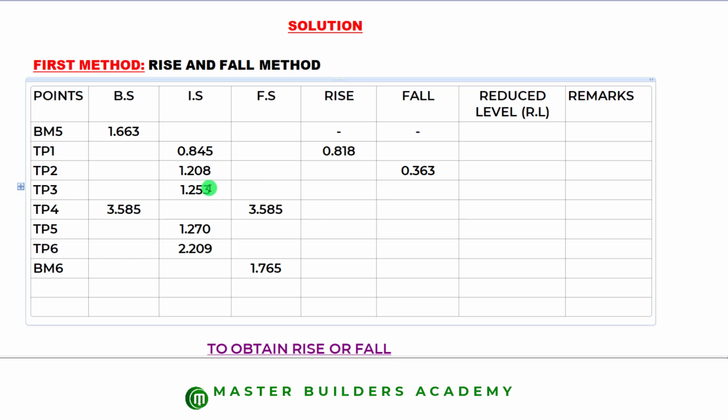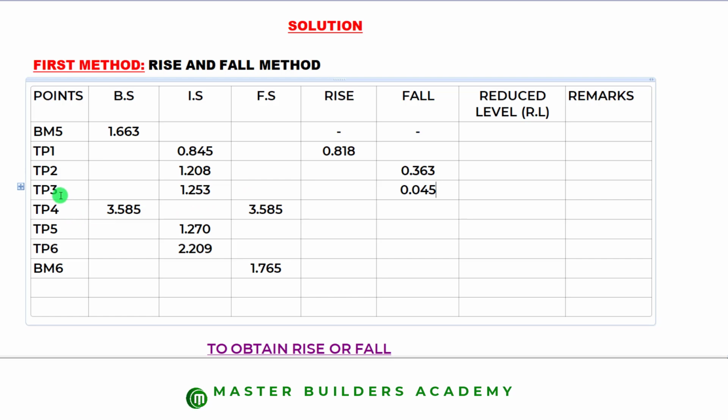Now, at TP3, the level from which we move to TP3 is TP2. So it shows that 1.208 is now our previous value, while the current value is 1.253. So the difference between this now will be what? 1.208 minus 1.253. Previous minus current. And so if we subtract 1.253 from 1.208, we'll definitely have a value of 0 minus 0.045, and this would be under 4, so we have 0.045.